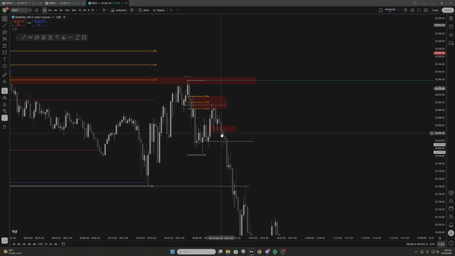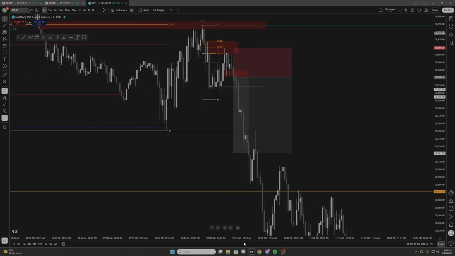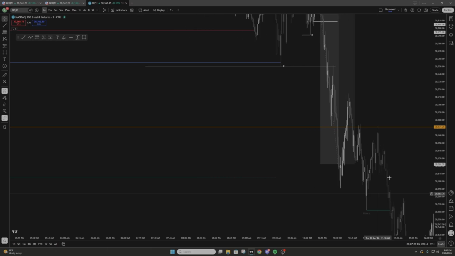So inversion displacement there, CISD displacement there. If you really wanted to play it safe, I'd go ahead and do a short position there, put our stop loss at the protected high from the initial rejection, and target the rest of the draw on liquidity that needs to be sought out in the market.